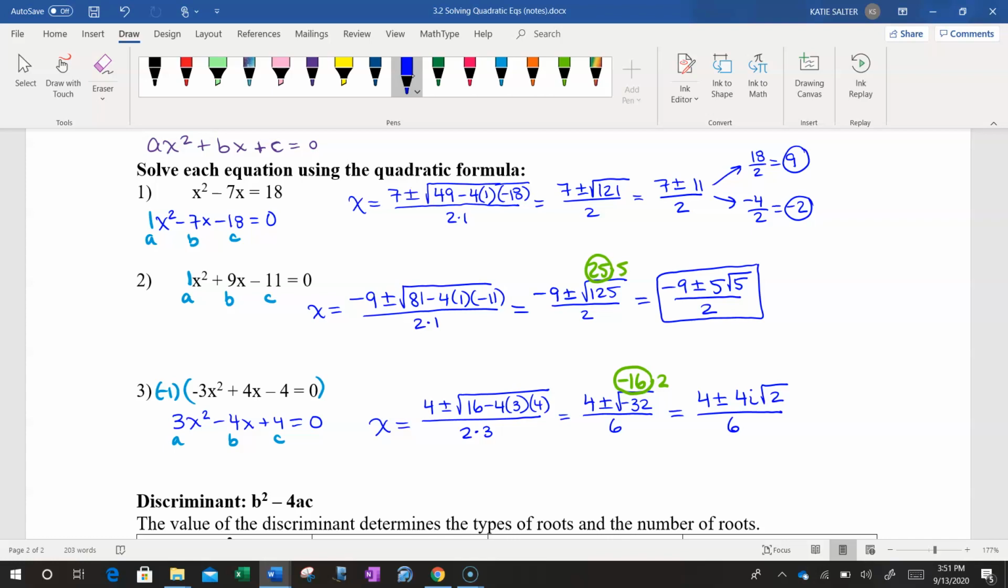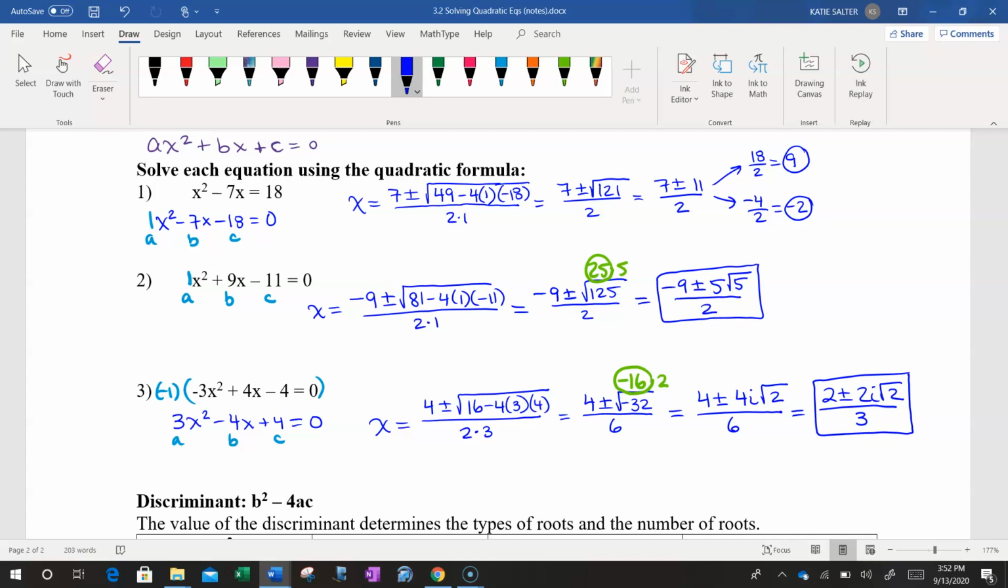So since all of those are divisible by 2, we would say this is 2 plus or minus 2i square root of 2 all over 3. The 2 inside the square root does not reduce. We cannot reduce stuff inside a square root with numbers outside the square root. So we'll notice in this case that we end up with 2 complex imaginary roots.